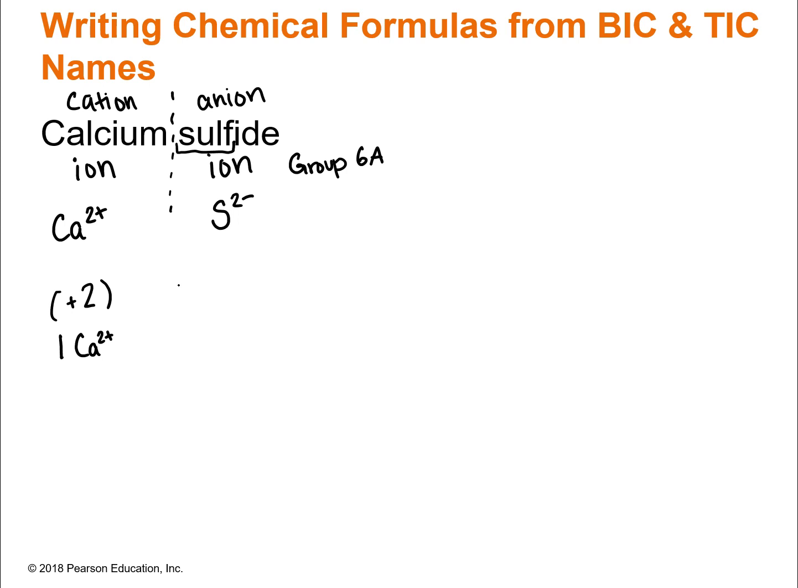We've got 2+ from our cation, and we've got 2- from a single sulfide ion. When we add those together, we get 0. That means that we figured out what our chemical formula is. It's 1 atom, or 1 ion of the calcium, 1 ion of the sulfide.